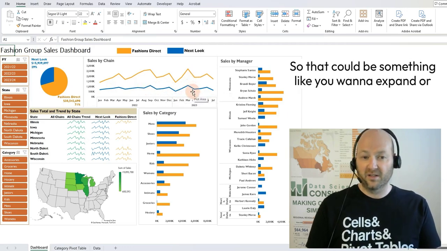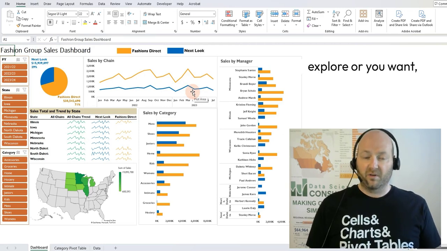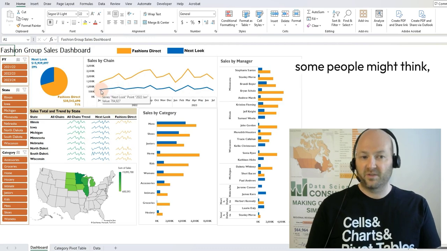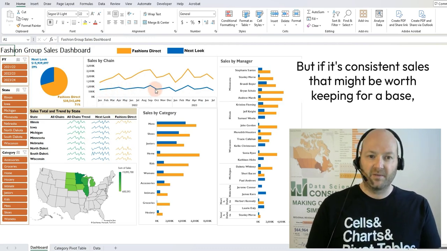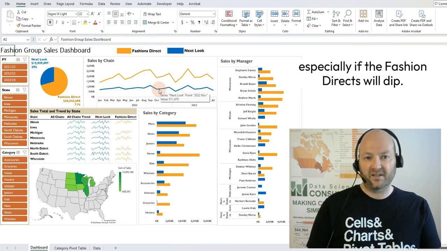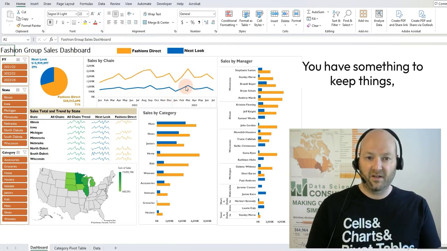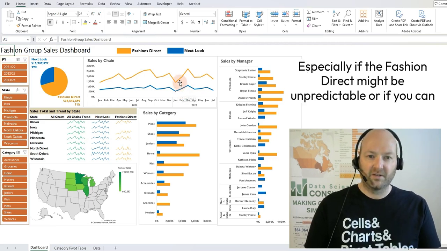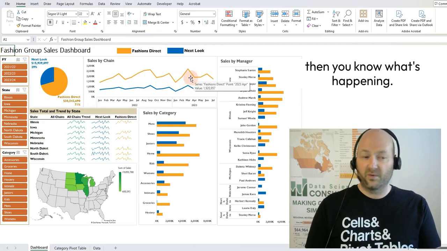So that could be something you want to expand or explore. Just because the sales are low, some people might think, oh, we should get rid of it. But if it's consistent sales, that might be worth keeping as a base, especially if the Fashion Direct will dip. You have something to keep the lights on, get some revenue coming in, especially if the Fashion Direct might be unpredictable, or if you can track the trends, then you know what's happening.